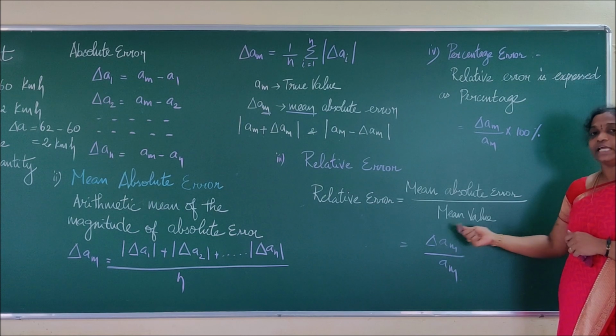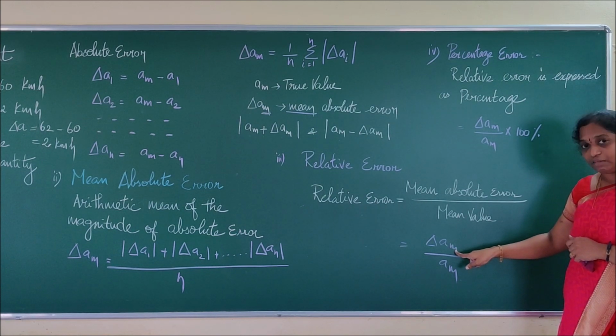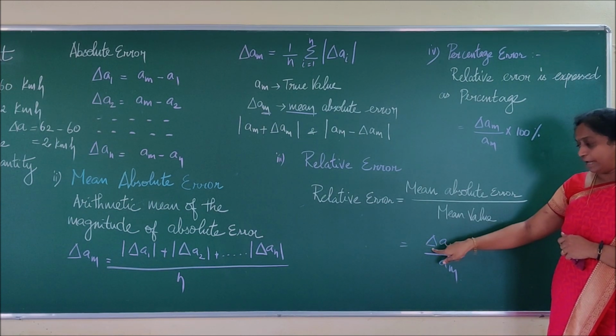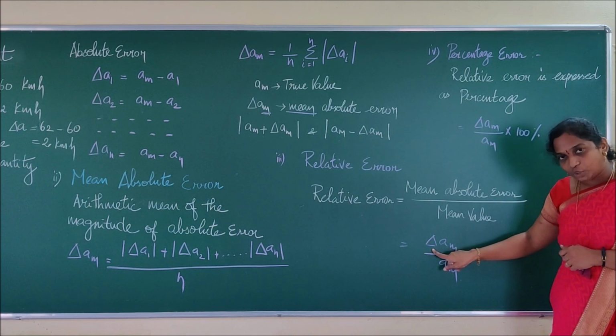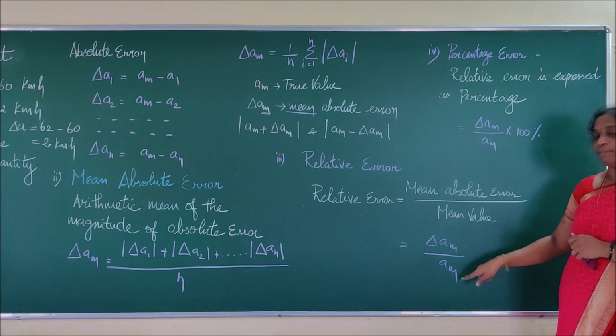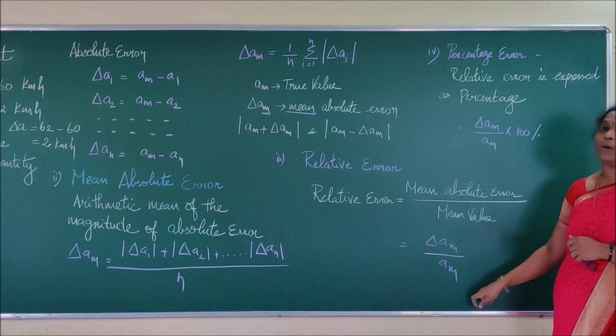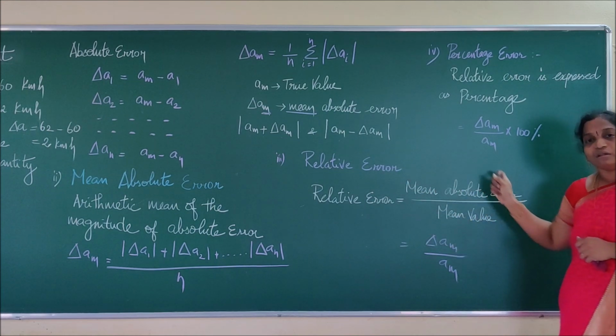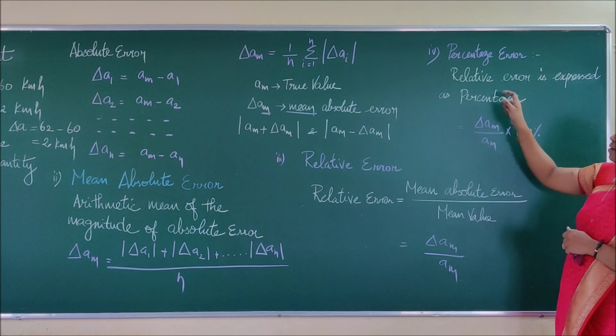So it will be represented as del AM divided by AM. Del AM stands for the mean value of absolute error, del A stands for absolute error, and AM stands for the true value. So we call this relative error. And the last one is percentage error.